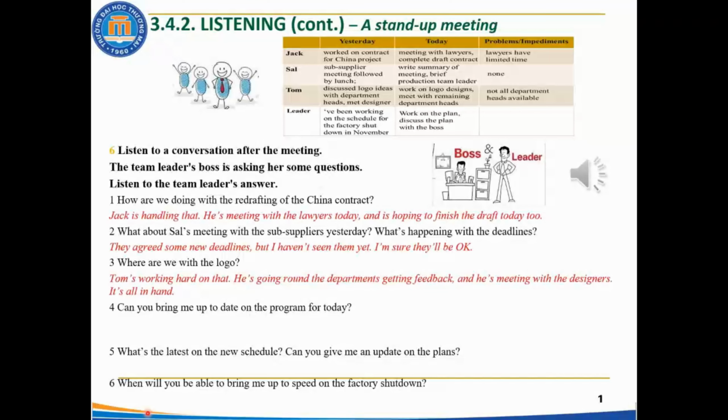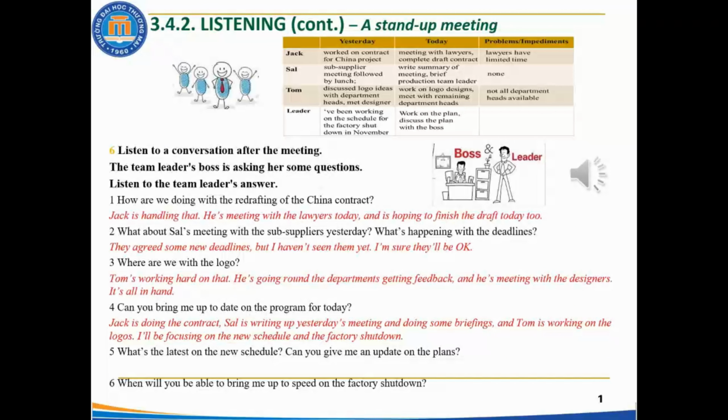And for number 4, the boss asked, can you bring me up to date on the programme today? And the leader summarized all the information given by Jack, Sal, and Tom. Jack is doing the contract, Sal is writing up yesterday's meeting and doing some briefings, and Tom is working on the logos. I'll be focusing on the new schedule and the factory shutdown.